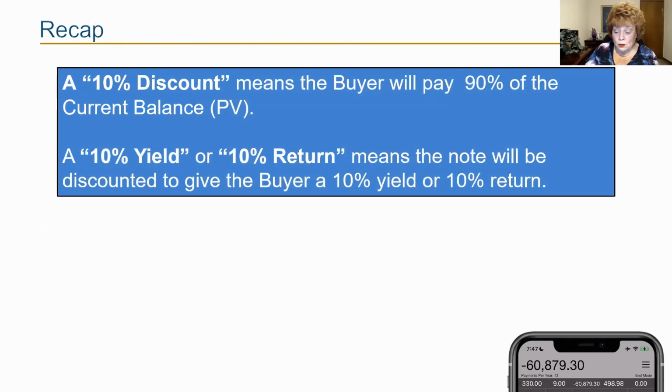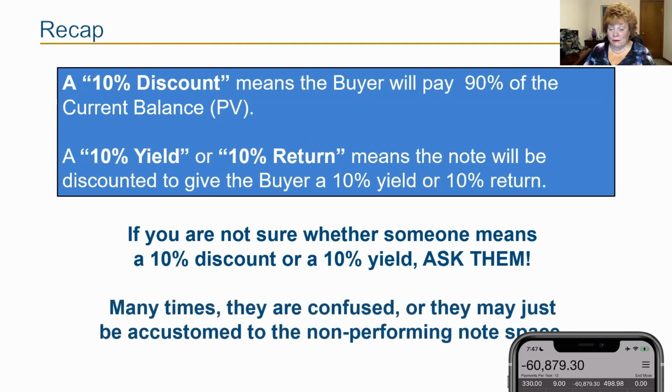So what you need to do then is you need to ask them. What happened was, it used to be you never talked about buying a note at a 10% discount. It was always discounted to yield 10%, a totally different number. But when the non-performing notes got really popular, they always talk about a non-performing note: I'll give you 50 cents on the dollar for that, I'll give you 90 cents on the dollar. And so that became real popular, and it kind of overflowed into the performing notes.